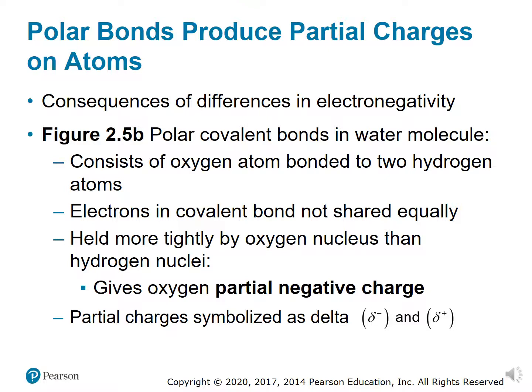What are the consequences of differences in electronegativity? If we have oxygen, which is electronegative in water, then one side of the molecule will be negative, the other side will be positive. We can say that there's a partial negative charge and a partial positive charge. We use the symbols delta negative and delta positive to indicate that water actually acts like a magnet. There's a negative side and a positive side.